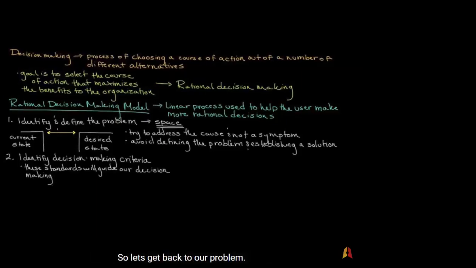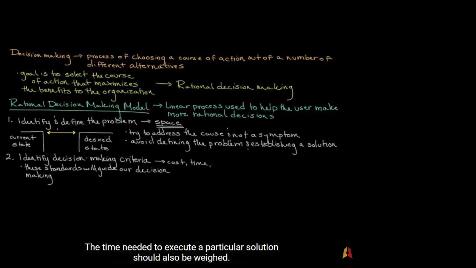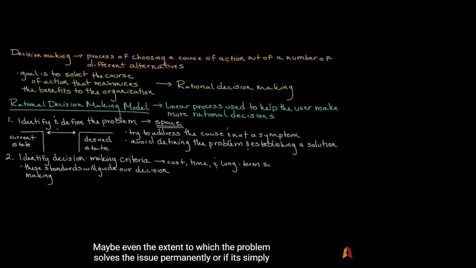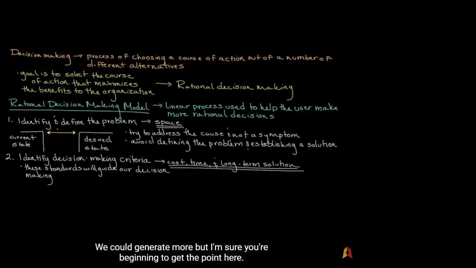So let's get back to our problem. We know that space is an issue and that we need to identify some criteria to help us generate some solutions to our problem. Cost is likely to be a key consideration as some options cost more than others. Time needed to execute a particular decision should also be weighed. Maybe even the extent to which the solution solves the issue permanently, or if it's simply a quick fix. It could generate more, but I'm sure you're beginning to get the point here.